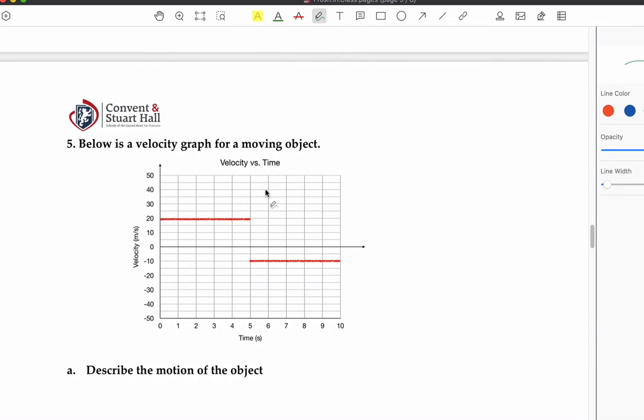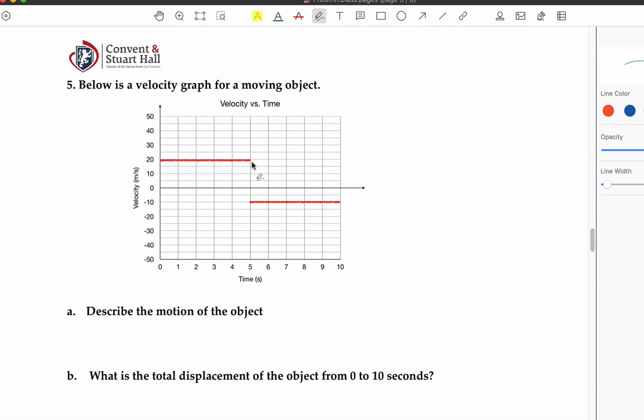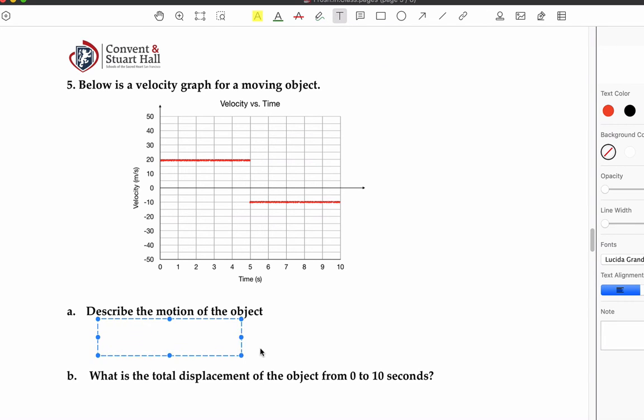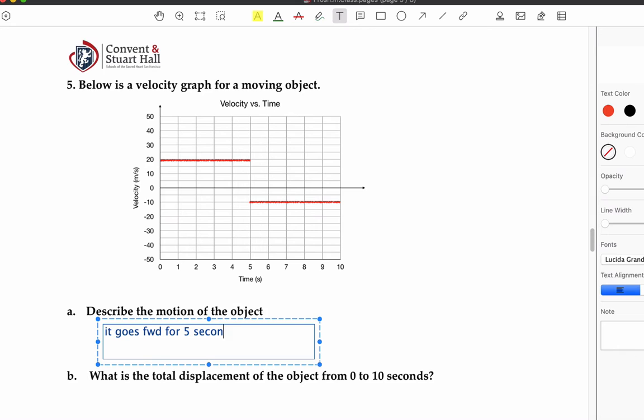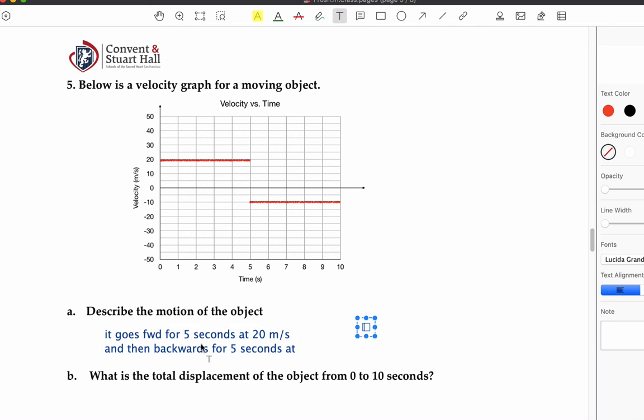And then for the second, for number 5, I'm going to actually work out both of these. So the motion of this object is a little bit different. Let's go ahead and describe it carefully. What happens with this object is it goes forward for 5 seconds at 20 meters per second, and then backwards for 5 seconds at negative 10 meters per second.